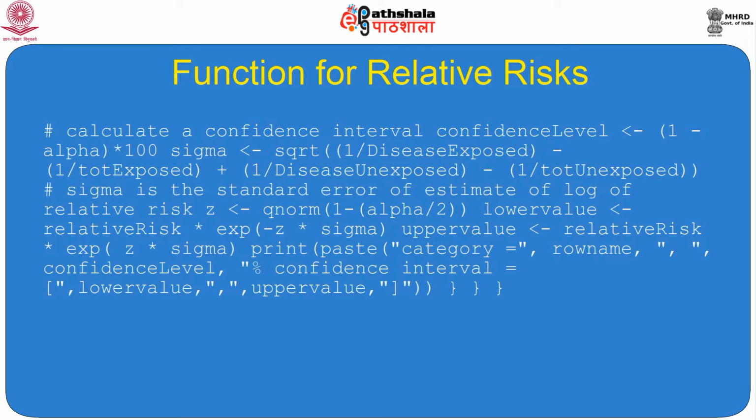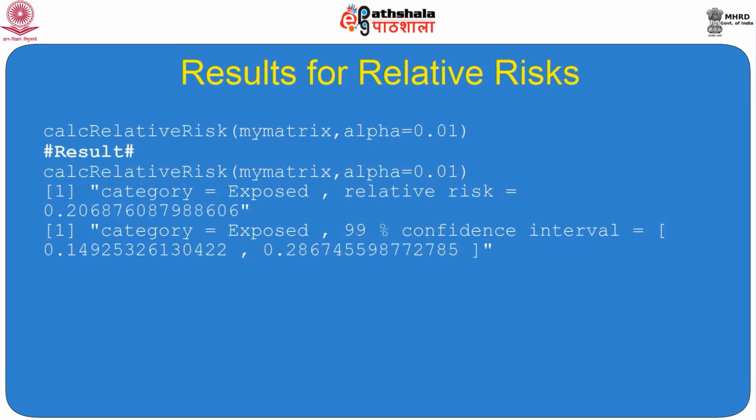So as a result, when we explore this analysis given earlier, with the exposed as the reference group, we will see how the results come out. Now the result is there to calculate the relative risks. Relative risks of my matrix comma alpha 0.01, and once you put these functions into our console and press enter, we will get the result as 0.20.